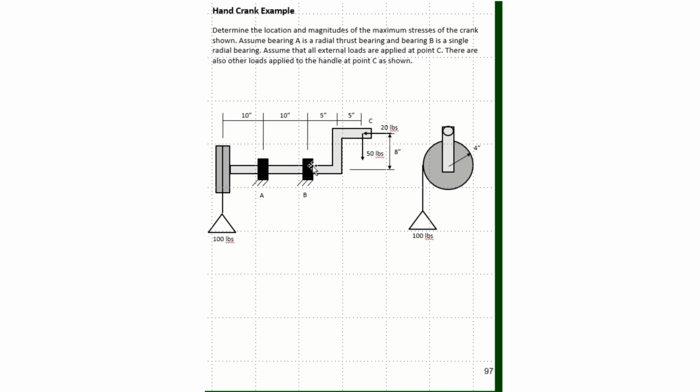Now that doesn't mean that the moment in the shaft is 0, but we want the summation of moments at that bearing to be 0. And you'll see how that becomes a little more clear as we work through this example.